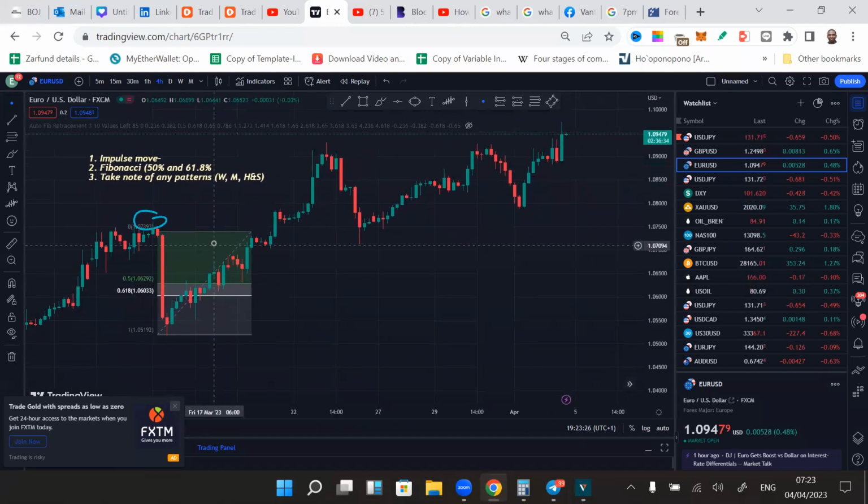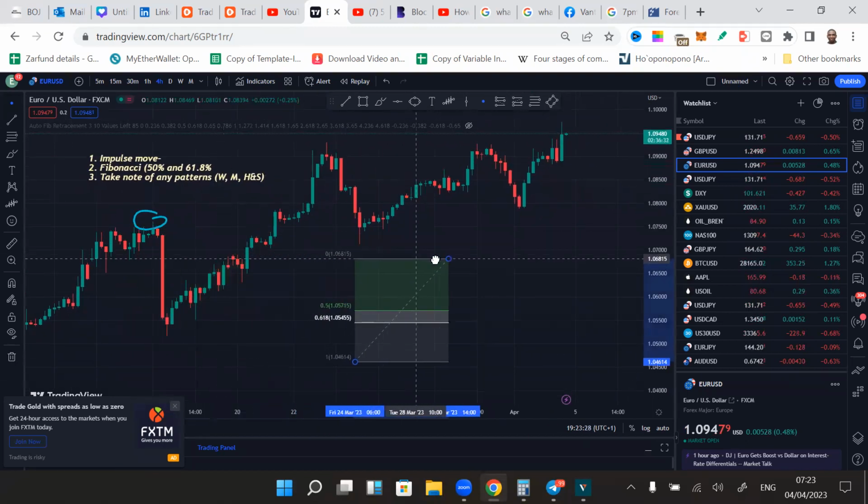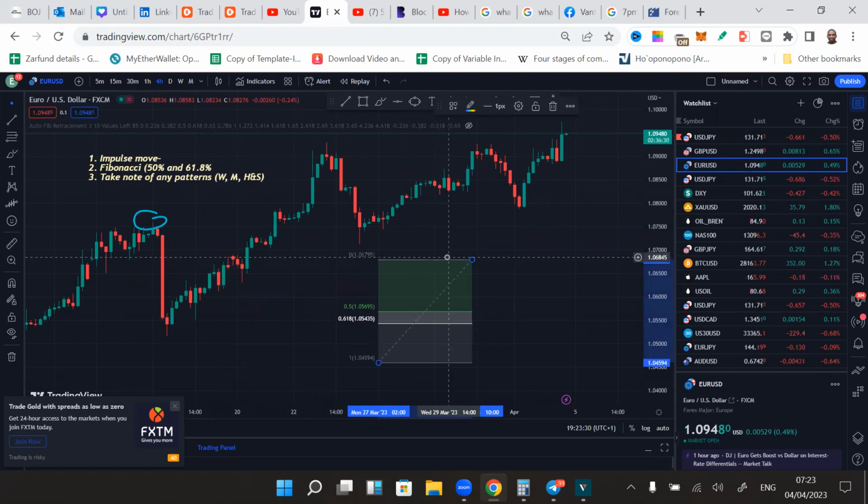First and foremost, how do you draw Fibonacci correctly? Some people have an issue with, how do I draw it? Where do I draw it from? Because you can take it from top or bottom. It depends on where the direction of the market is. If the market is buying, in this case right now, you see it's an uptrend, you will pick your Fibonacci from the bottom and drag it to the top.